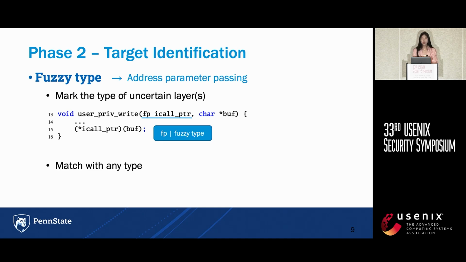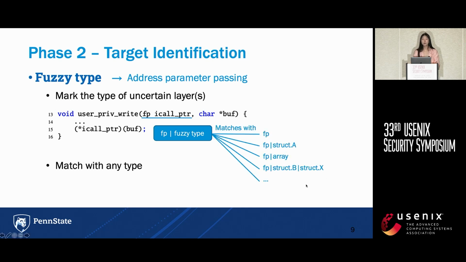Fuzzy type can match with any type, allowing FP fuzzy type to match with all the multiple types listed here as long as the first layer is FP. In this way, we can ensure that all potential targets can be collected if the formal parameter is used to make an indirect call.